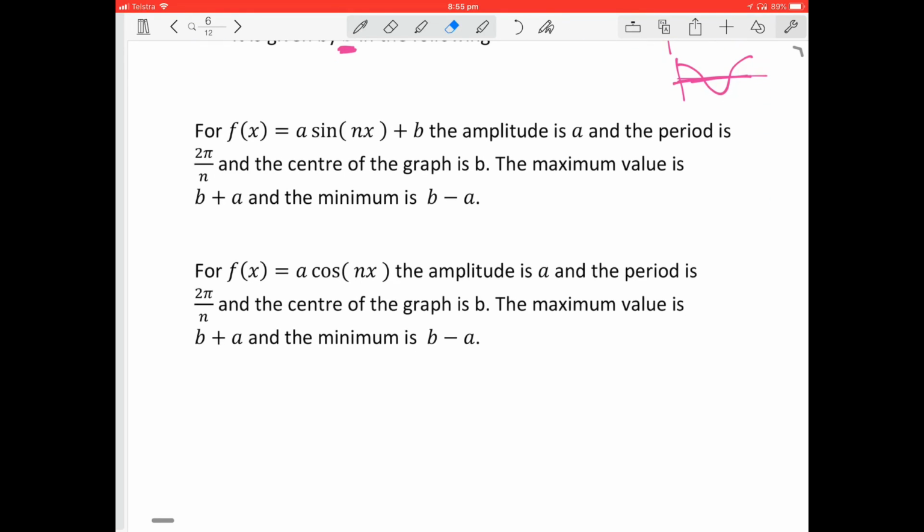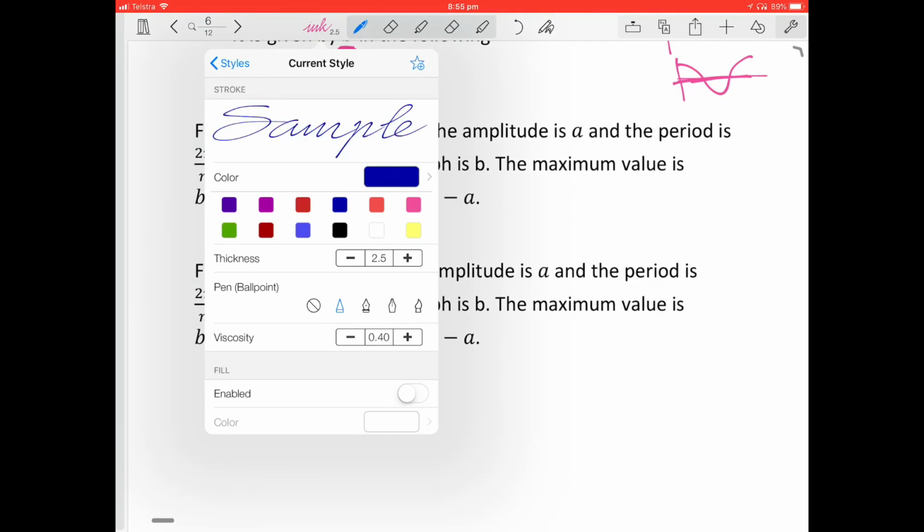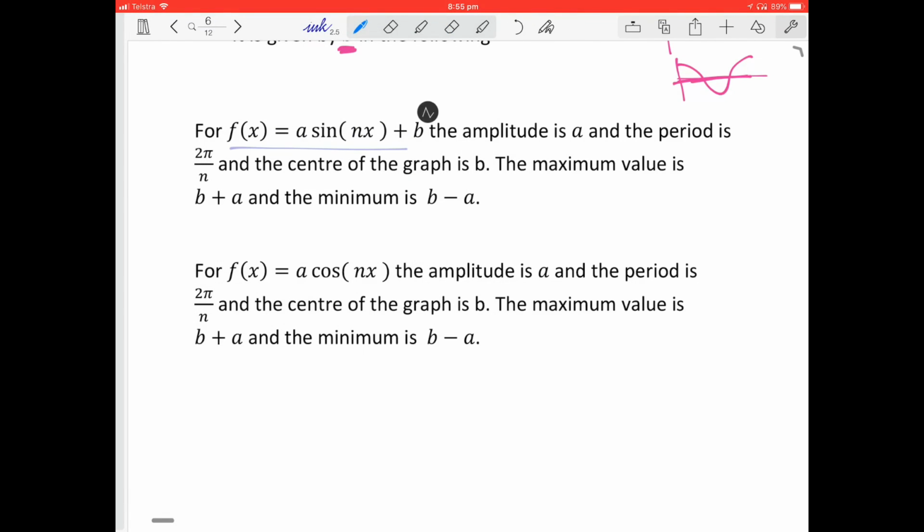So here, if I had f of x equals a sine x plus b, this b is our center. The amplitude is a, the period is 2 pi on n still. The center of the graph is b, so it's been moved up or down b. The maximum value, so if I move a graph up b, just say I moved it up to b, so it would go up to b.